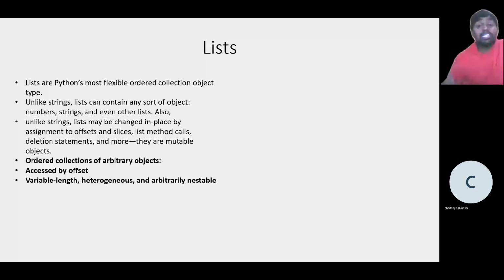These are all states of your list. What kind of object is it? It is arbitrarily nestable. You can put any type of object. You can put a tuple in it. You can put a list in the list. That's what. And it's a mutable sequence.